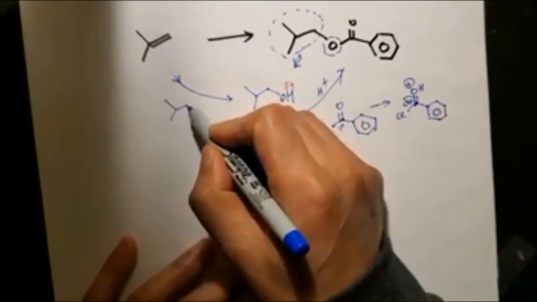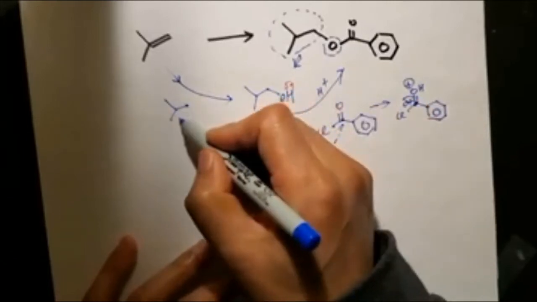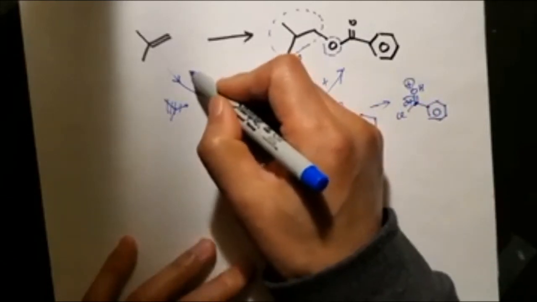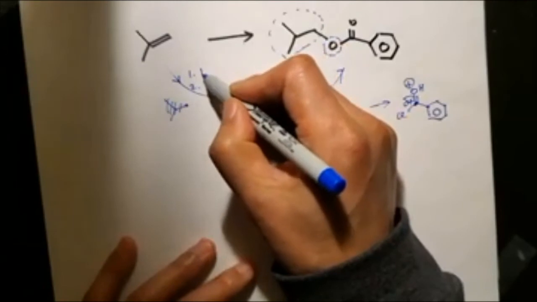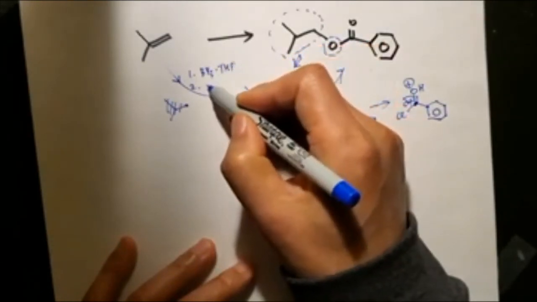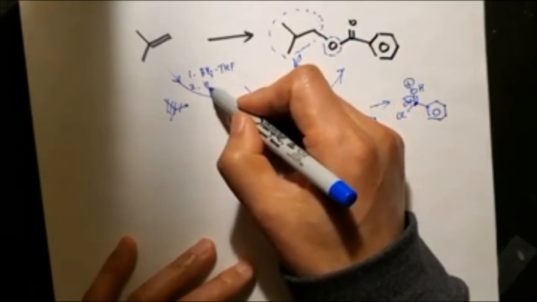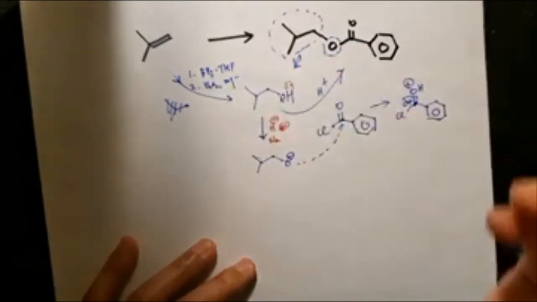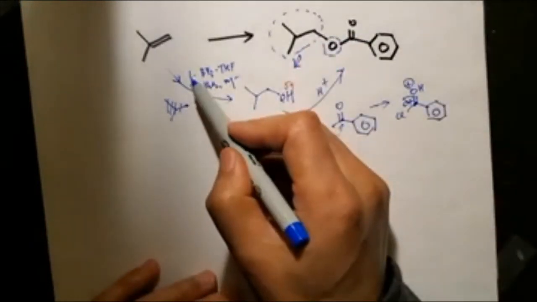So you can do that in 2 steps we just did earlier. BH3 in THF ether solvent, then peroxide with the hydroxide, and don't forget numbers. Then you got it.